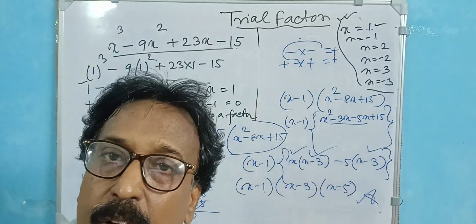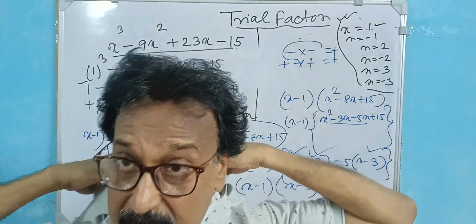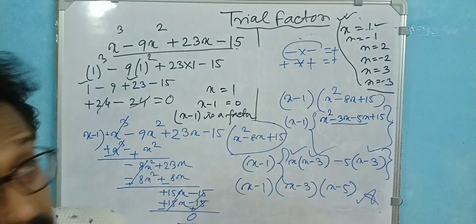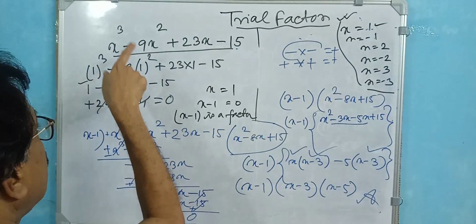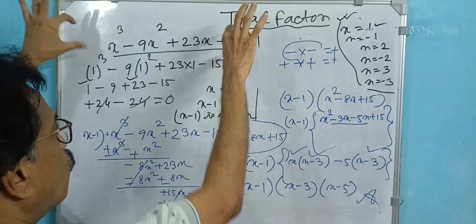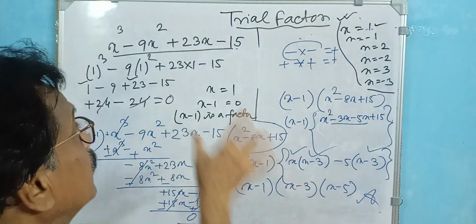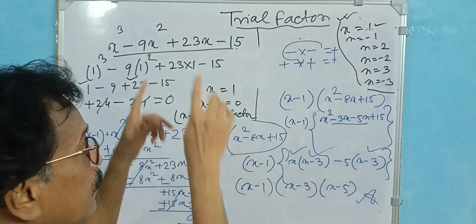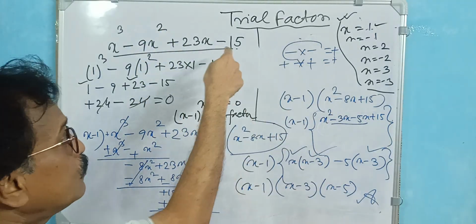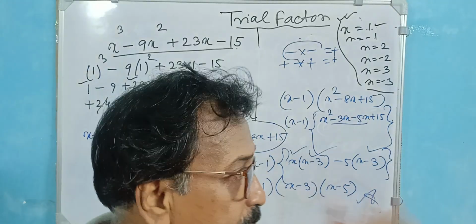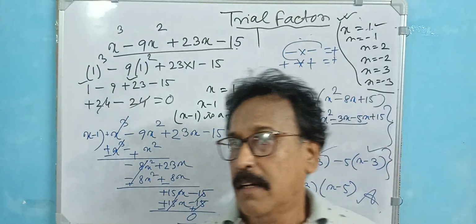Clear? So this is a very interesting sum also. First is x cube minus 9x square, these four terms are already there, you cannot break it, and no common factor is there. The middle term factor is not possible, it does not possess plus 8 minus 8, so you break it down. So here is the application of the trial factor.